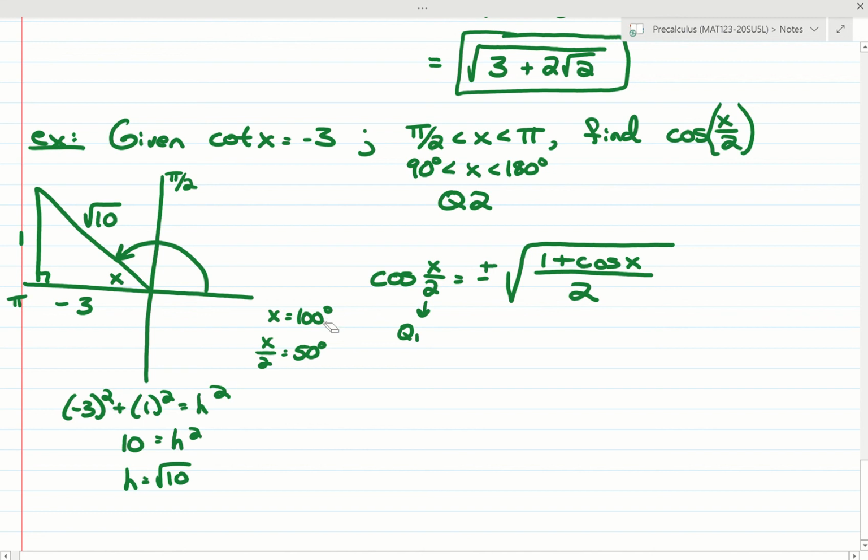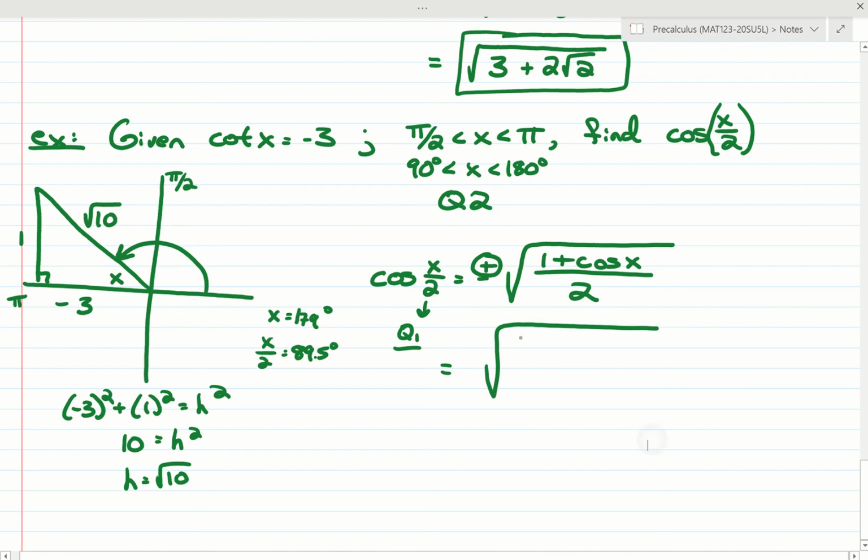Let's pick another angle in quadrant 2. How about 179 degrees? That's almost the largest angle in quadrant 2, right? We could really use 179.9 if you wanted. Well, what's 179 divided by 2? 89.5. So no matter what angle x is, as long as it's in quadrant 2, when you divide it by 2, you wind up with an angle in quadrant 1. So we have to choose the positive answer for this. So let's keep going here. It's going to be the positive square root of 1 plus the cosine of x.